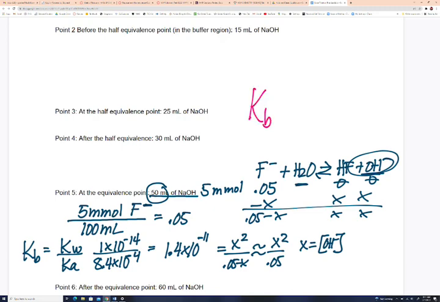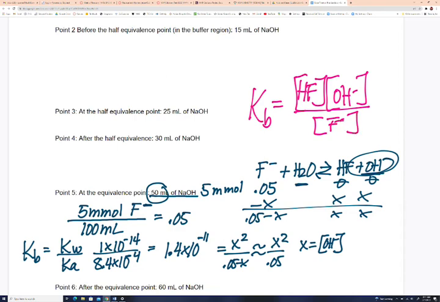Okay? Because if we go back to that, let's just make sure you understand why that is. Kb is going to be equal to HF over hydroxide over the F minus, okay? And so when we solve for X, we're solving also for the HF concentration at this point, but that doesn't matter. And then let's go back to our green.